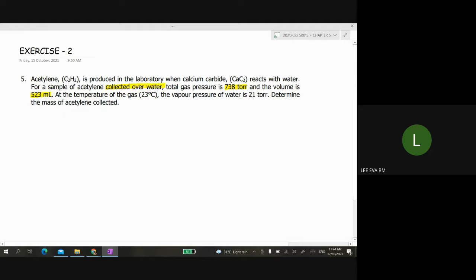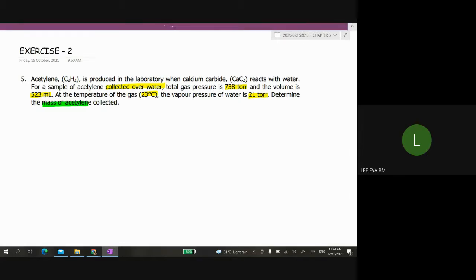So at the temperature of the gas, 23 degrees Celsius, vapor pressure of water is 21 torr. Determine the mass of acetylene collected. So our target now is to find the mass of acetylene. The formula is already given, C2H2.